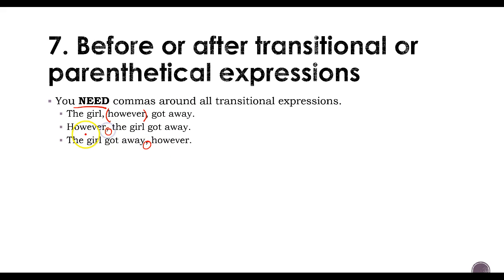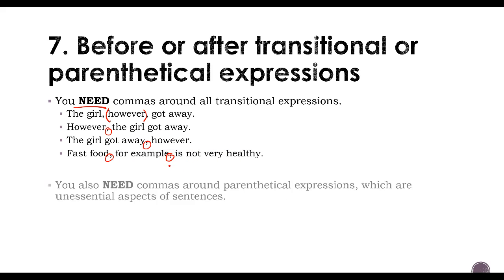If it's at the beginning of the sentence, you obviously don't have a comma before it, you just put one after. If it's at the end of a sentence, you obviously don't have a comma after, but you put one before. If it's in the middle of the sentence, put commas around the whole phrase. Here's a longer example. Fast food, for example, is not very healthy. So in this case, for example, is a transitional phrase or expression, so we put commas around it.